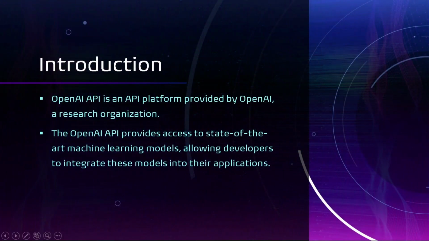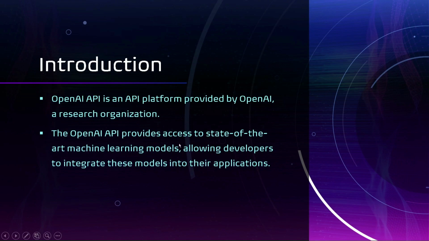So let's start our video with introduction of this OpenAI API. So OpenAI API is an API platform provided by OpenAI, a research organization dedicated to creating and promoting friendly AI that benefits humanity. So the OpenAI API provides access to the state-of-the-art machine learning models, allowing developers to integrate these models into their applications. But what is the state of the art machine learning models?